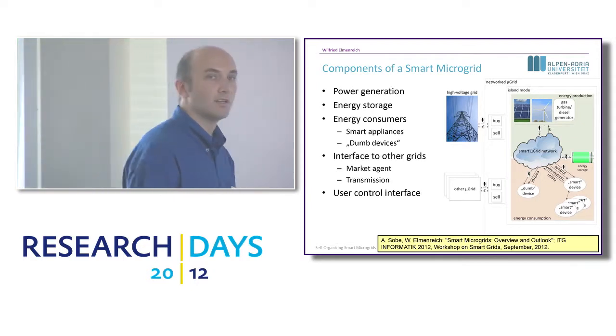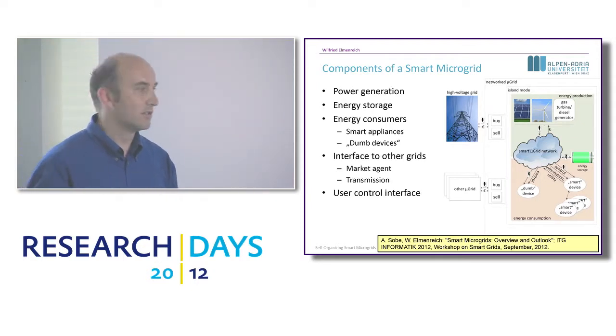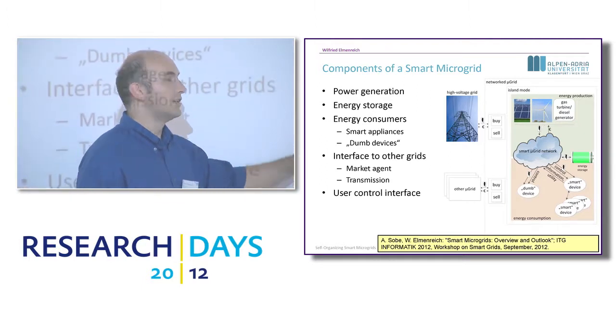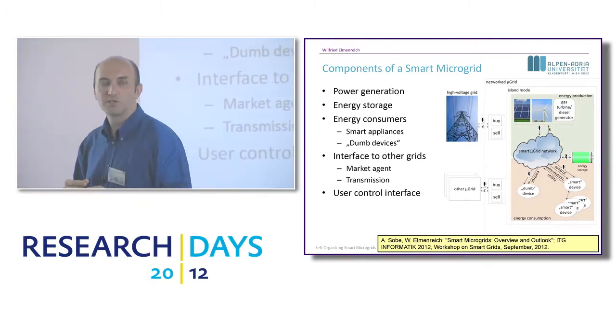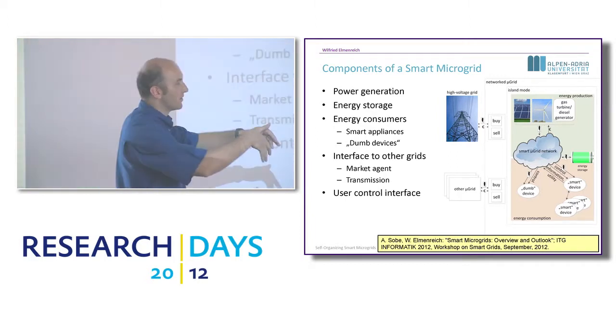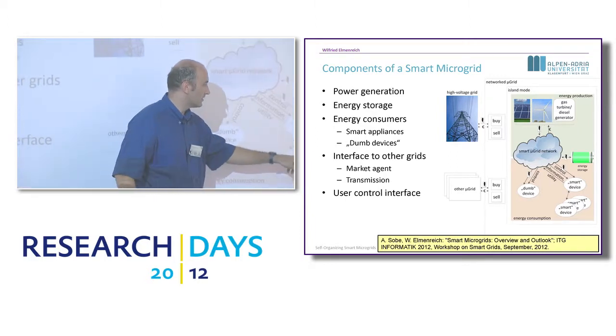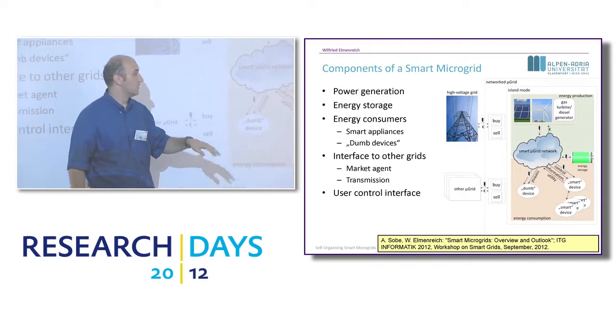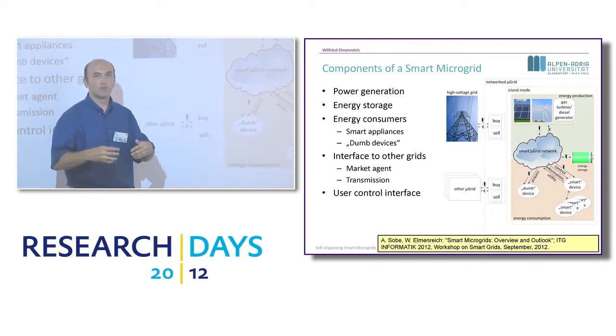You can look at it from the perspective of a neighborhood, where you say we have several smart microgrids, how should they relate to each other and how should they trade with each other? Or you can go inside a smart microgrid and look at the devices here, and also these devices have to interact with each other and more or less fight for the energy.